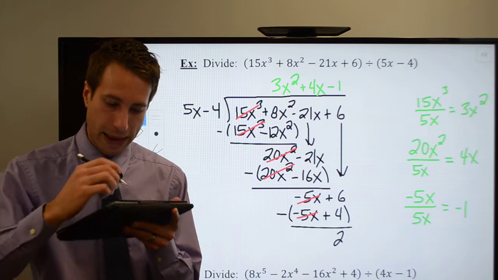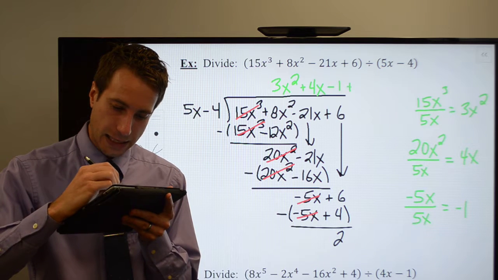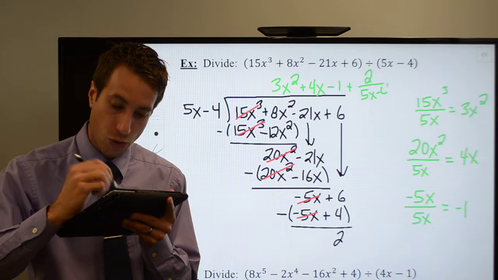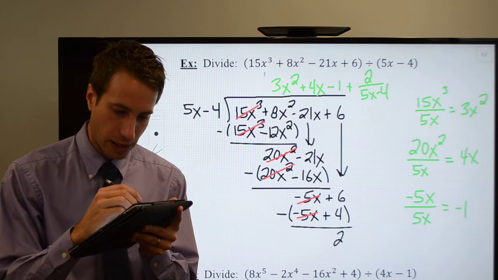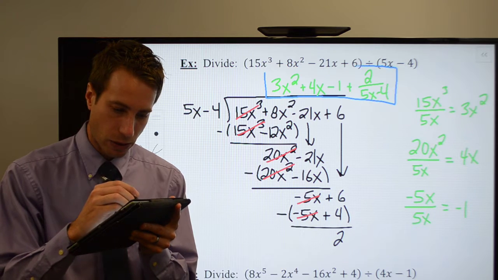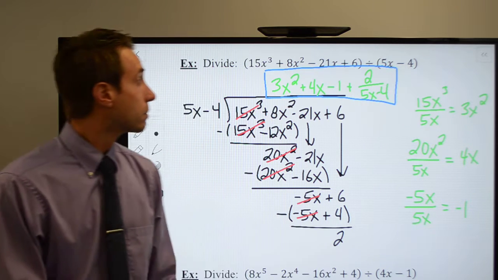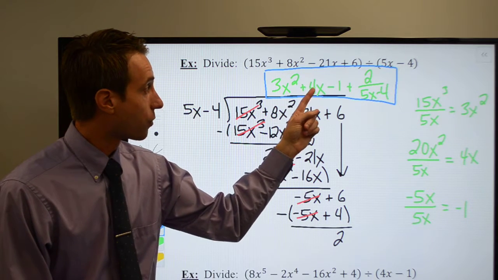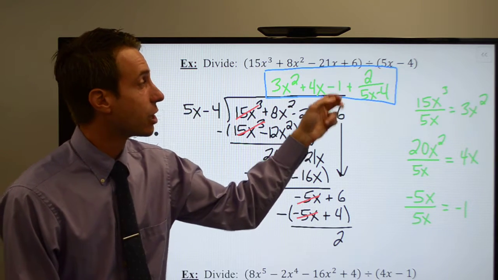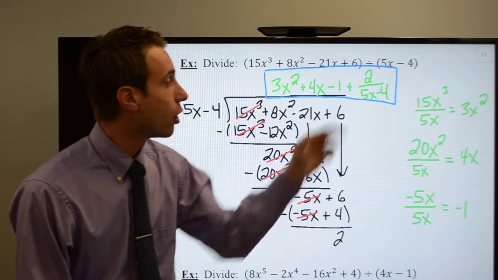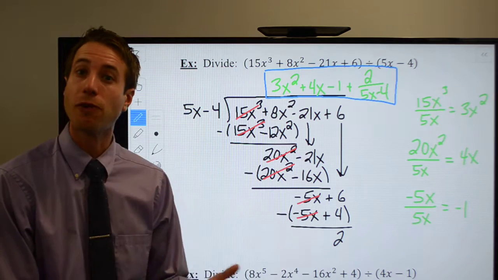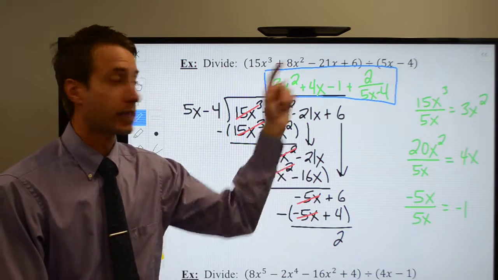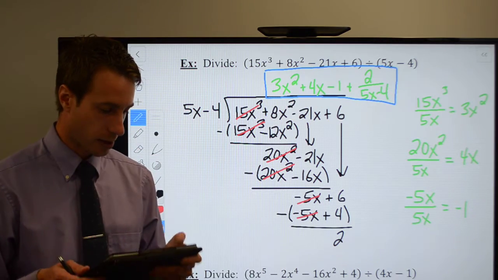So I do have a remainder, which I will add to the back of my quotient and place it over my original divisor so that I get my final answer: 3x squared plus 4x minus 1 plus a remainder of 2 over 5x minus 4 is going to be the result from doing the division of those polynomials. I got another one.